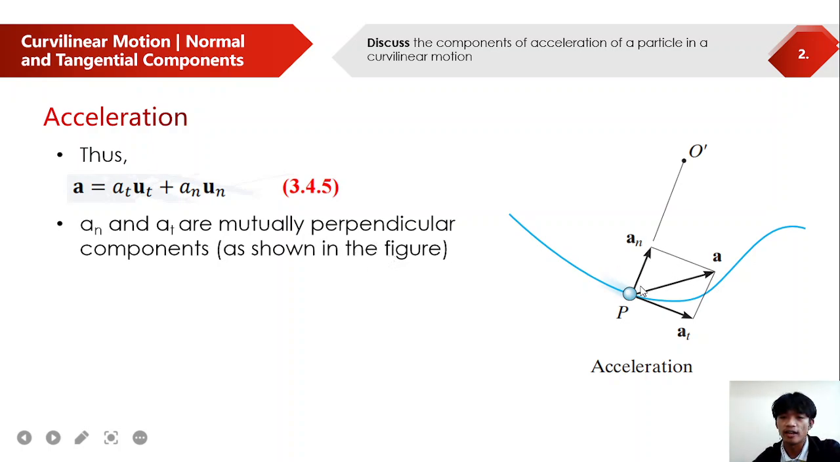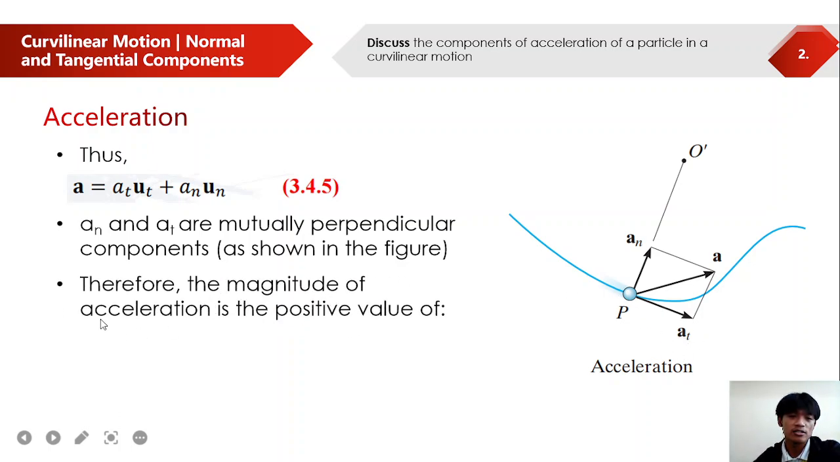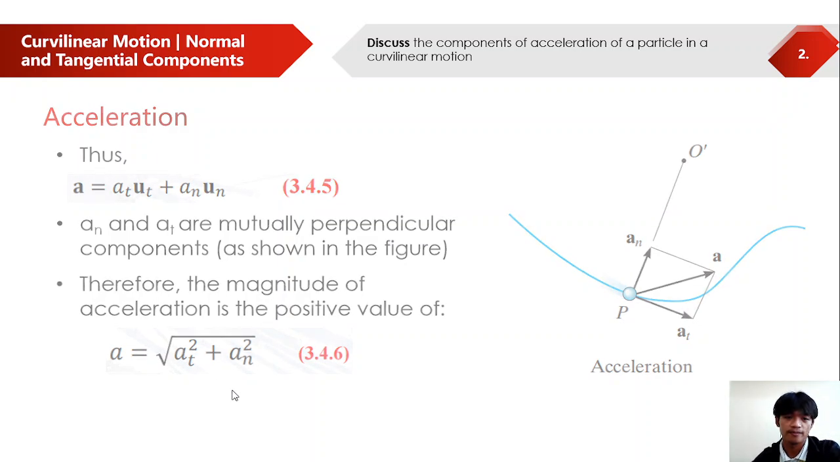Ayan, take note, ito yung acceleration natin. And then, ang component sa acceleration natin is the normal component of acceleration, which is defined by a sub n. And then, the tangential component of our acceleration is defined by a sub t. Okay, therefore, the magnitude of the acceleration is the positive value of the vector sum, the resultant sum of the two components, which is a is equals to square root of a sub t squared plus a sub n squared. So that's how you solve for the magnitude of the acceleration.